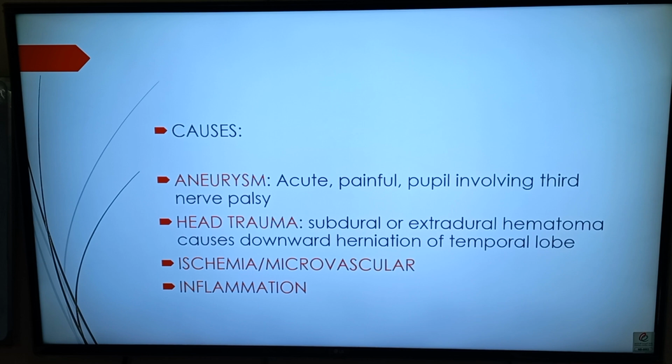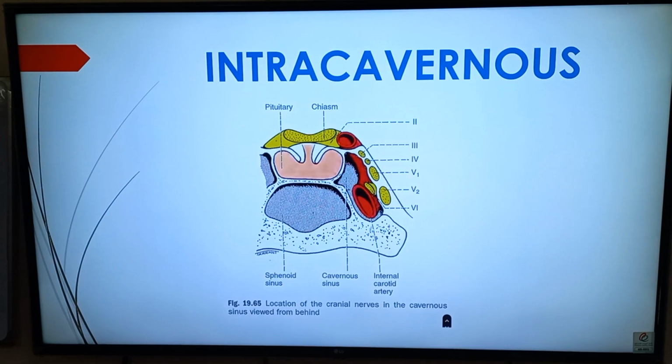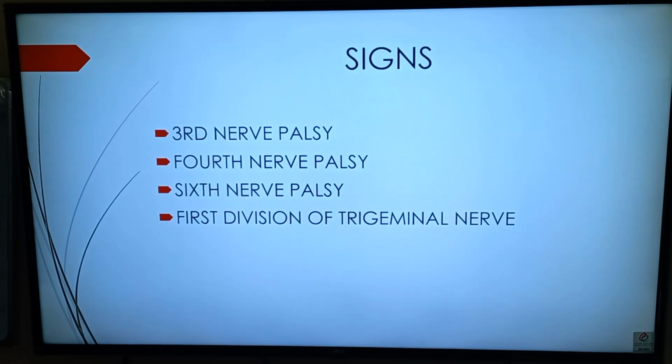And inflammation can also cause it. Ischemia and microvascular causes are also there. Then next we have the intracavernous. In the intracavernous part, we all know that the lateral wall of the cavernous sinus carries the nerves; the sixth cranial nerve goes through the center and the rest go through the wall. So if there are intracavernous lesions, it is going to be associated with other nerve palsies also. There will be signs of third nerve palsy, fourth nerve palsy, sixth nerve palsy, and also signs of the first division of the trigeminal nerve.